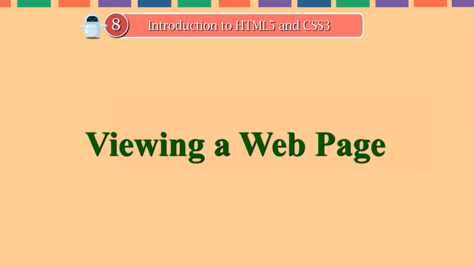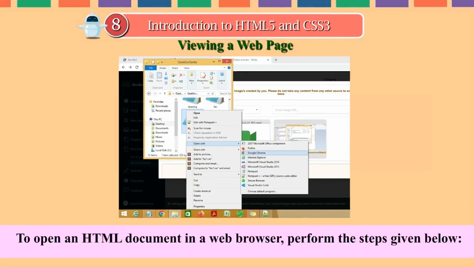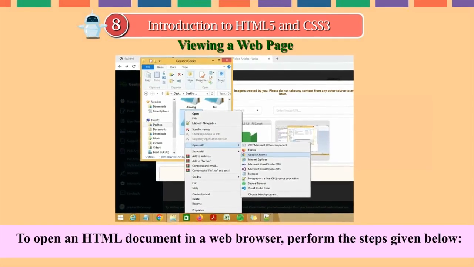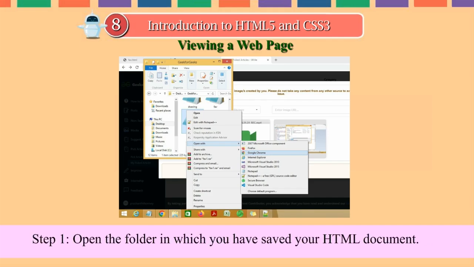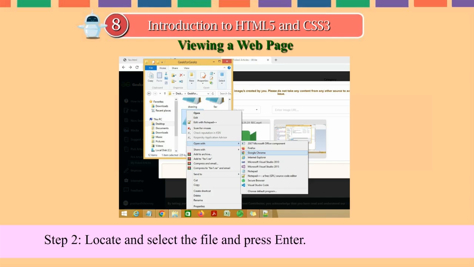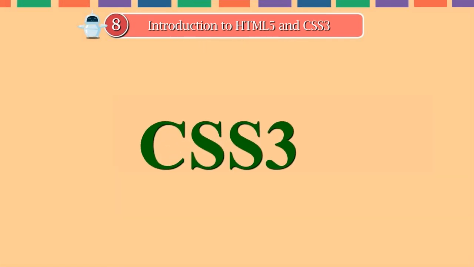Viewing a web page. You can open an HTML document in a web browser and view it. To open an HTML document in a web browser, perform the steps given below. Step 1. Open the folder in which you have saved your HTML document. Step 2. Locate and select the file and press Enter. The web page will open in your default web browser window.